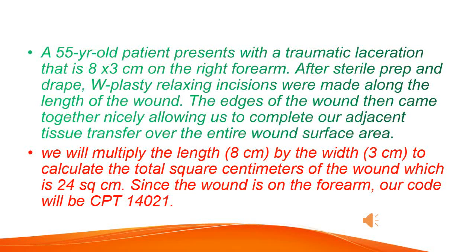wound surface area. We will multiply the length, 8 cm, by the width, 3 cm, to calculate the total square centimeters of the wound, which is 24 sq/cm. Since the wound is on the forearm, our code will be CPT 14021.